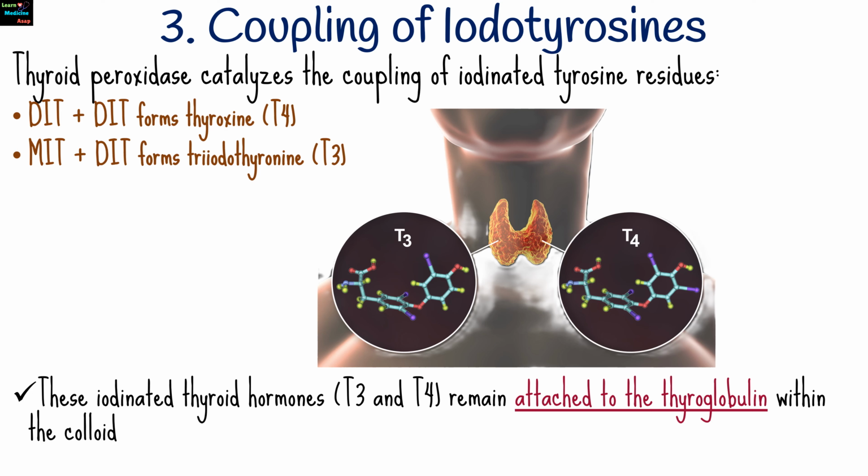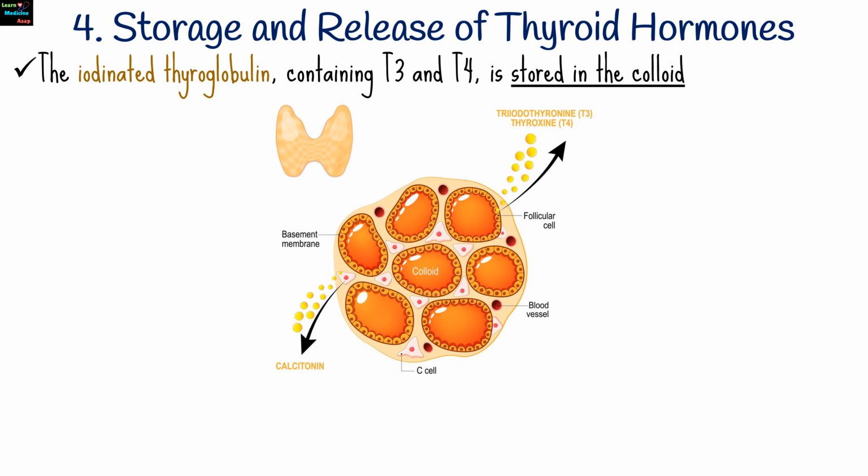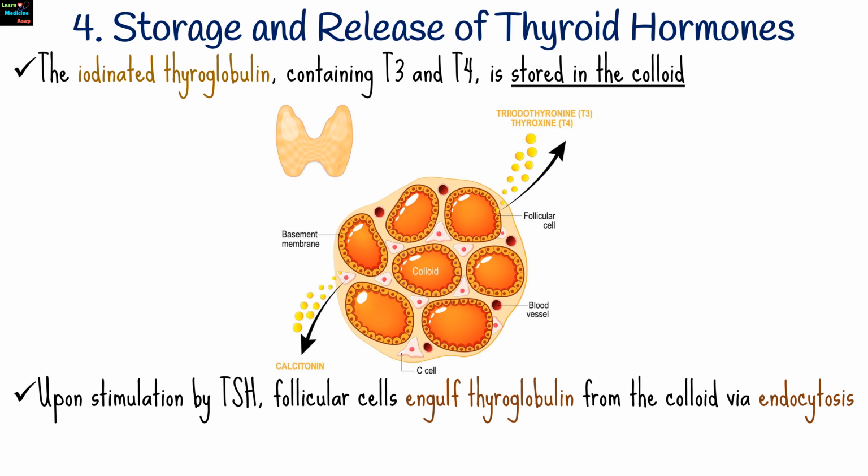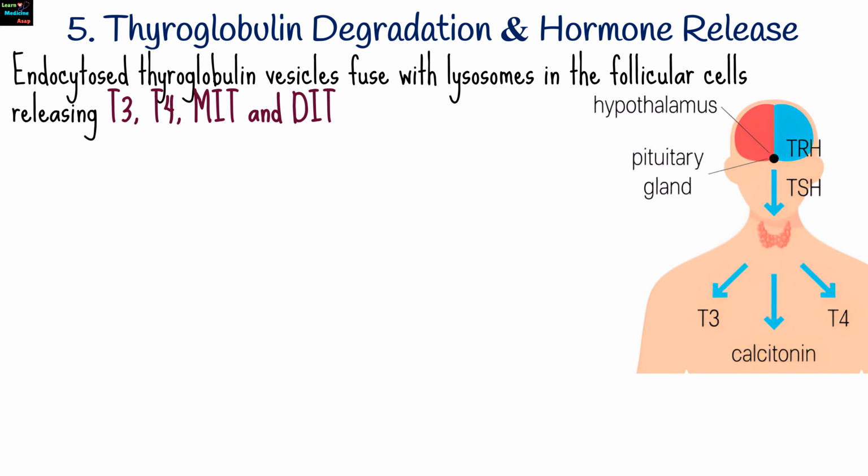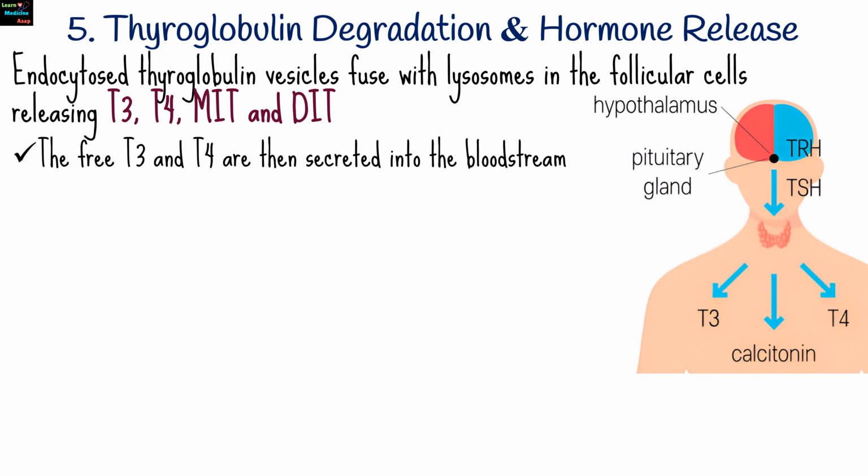The iodinated thyroglobulin containing T3 and T4 is stored in the colloid until the hormones are needed. Upon stimulation by TSH, follicular cells engulf thyroglobulin from the colloid via endocytosis. The endocytosed thyroglobulin vesicles fuse with lysosomes in the follicular cells, where proteolytic enzymes break down thyroglobulin, releasing T3, T4, MIT, and DIT. The free T3 and T4 are then secreted into the bloodstream.